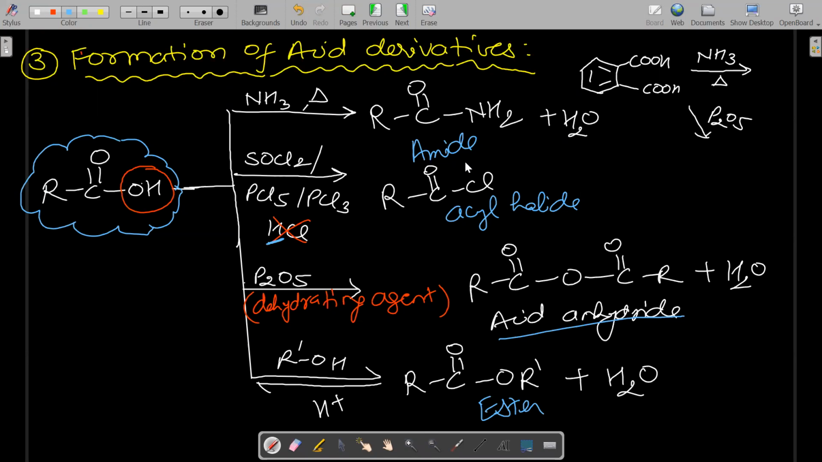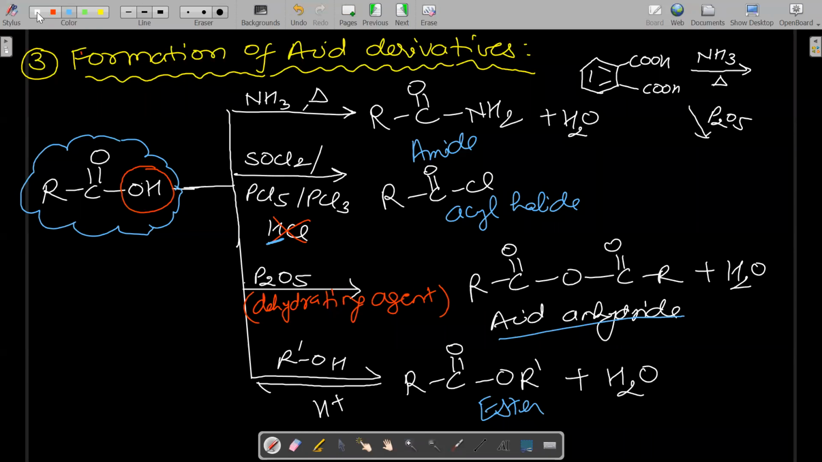Okay, so just tell me quickly what are the reactions that occur over here. What is the first reaction? How to convert acid to amide? Directly heating with ammonia. Acid to acyl halide using SOCl2. Acid to acid anhydride by P2O5. Acid to ester by esterification with alcohol. Okay, I have given here one more reaction that you complete. Tell me the product, what product will form over here. This is one for practice.